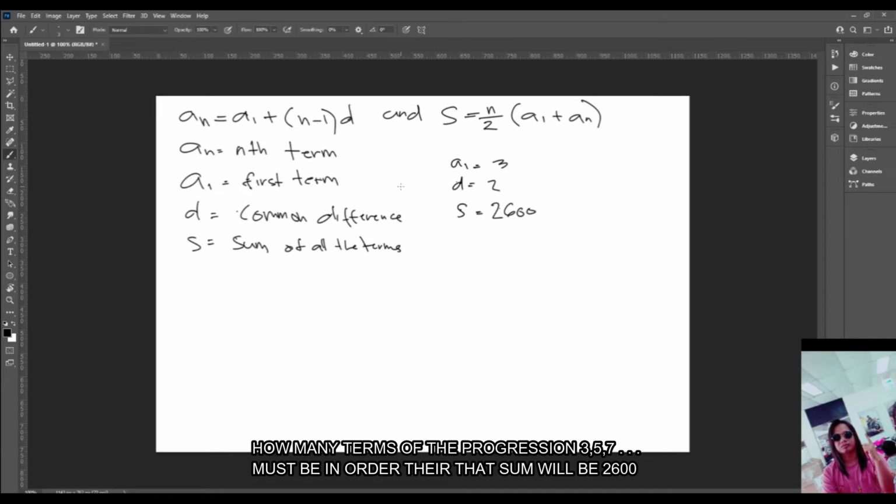Okay, so let's start solving, starting with the sum. The formula is the sum equals n over 2 times the first value plus an. Now since an is this, you can solve this separately, of course, if you already have the value here.